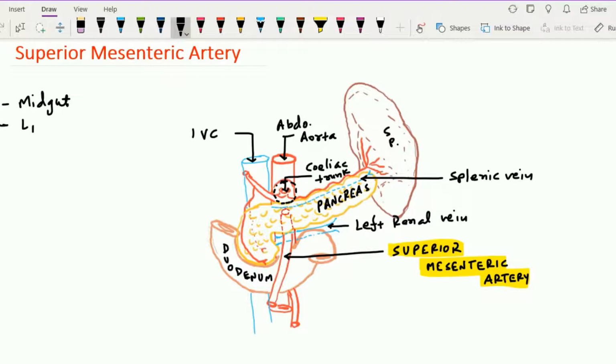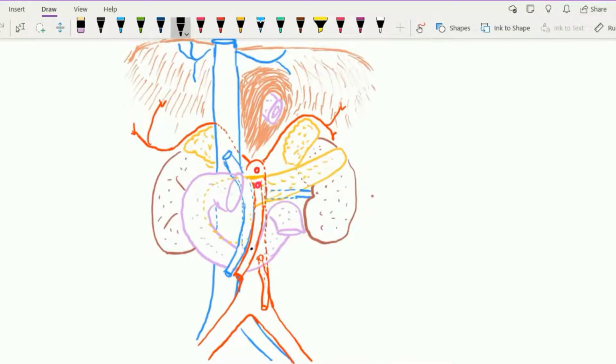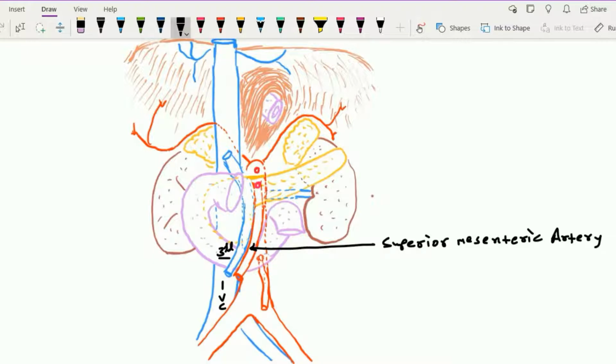Now let's see the course of the superior mesenteric artery in a different figure. Here in this figure, this is the superior mesenteric artery. After arising from the ventral aspect of the abdominal aorta, it passes behind the body of the pancreas. It crosses in front of the uncinate process of the pancreas. It also crosses the third part of the duodenum, which is the horizontal part, and crosses anteriorly the inferior vena cava as well as the right ureter and the right psoas major, and reaches the right iliac fossa.